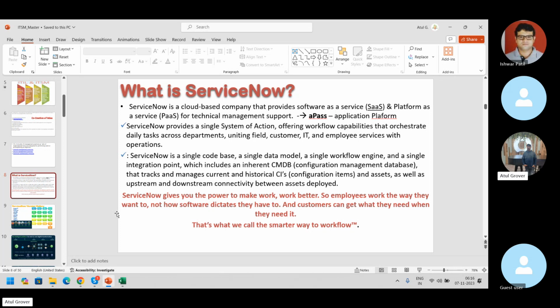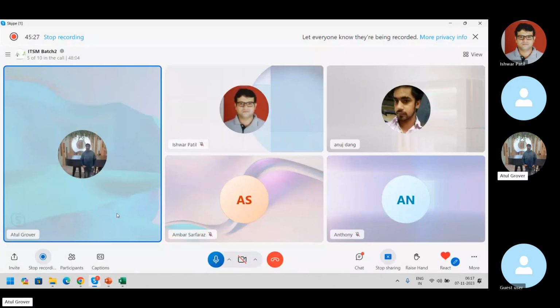Okay, so these slides are a little old, because nowadays there's a lot of content available on the internet about ServiceNow. But I use this. So, number one, ServiceNow is a company as well, and ServiceNow has its own product as well. It's a cloud-based company. Why cloud-based? It means you don't need to install anything on your laptop or desktop. You just need to click on one link and it's working.